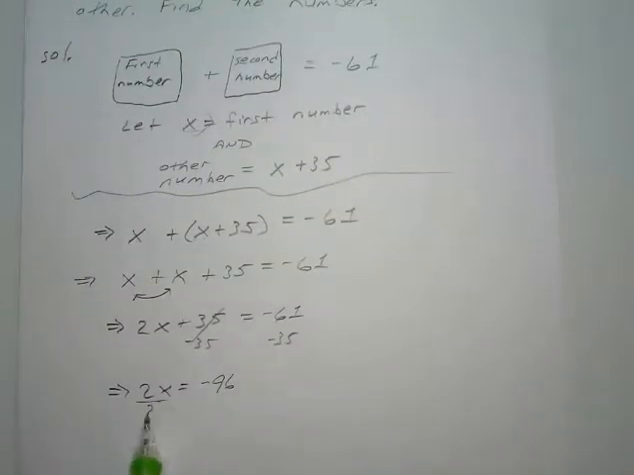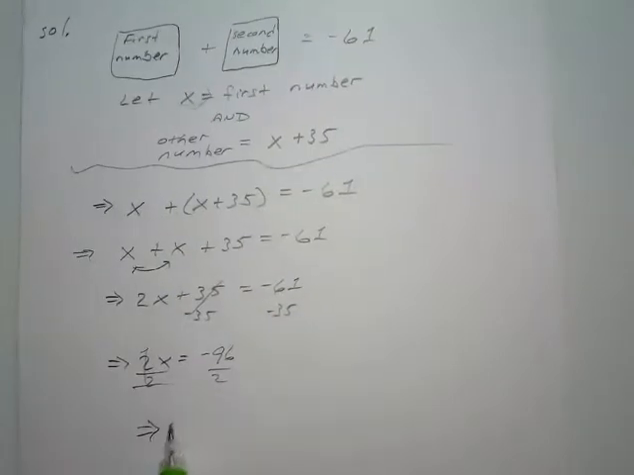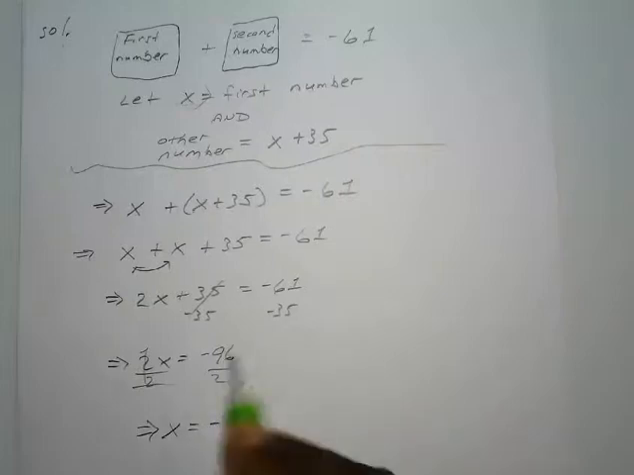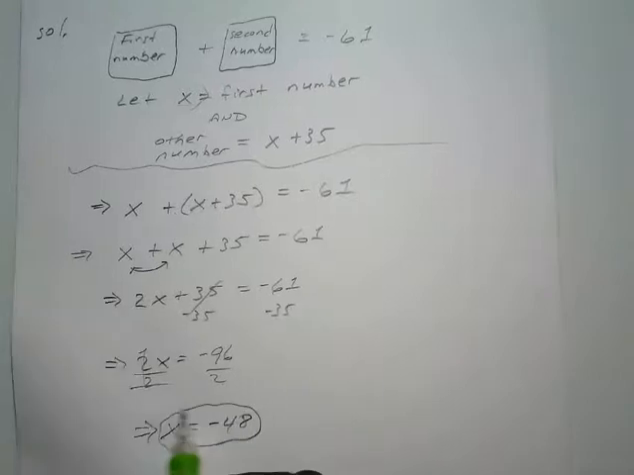Alright, so if we divide both sides by 2, anything divided by itself is just 1. Move that up some more. So you have x equals, negative divided by positive is negative, 96 divided by 2 is 48. Okay, so x equals negative 48.